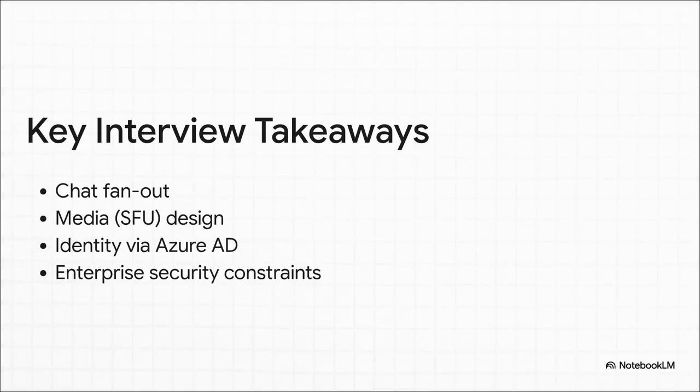So, if you only take away a few key ideas from all this, let it be these. First, the chat fan-out pattern for getting messages to tons of people efficiently. Second, the SFU design for making video calls that can actually scale. And third, the importance of a central identity system like Azure AD. These aren't just Teams features. They are fundamental building blocks for any huge real-time app.